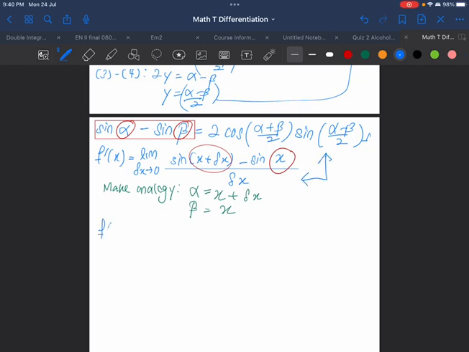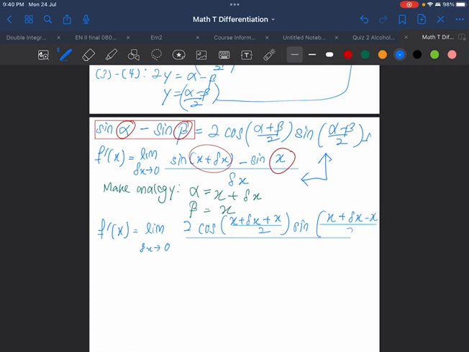So we know that f prime x is equivalent to the limit as delta x approaches 0 of 2 cos((alpha plus beta) over 2), meaning (x plus delta x plus x) over 2, times sin((alpha minus beta) over 2), where alpha is x plus delta x and beta is x, so that is (x plus delta x minus x) over 2, all over delta x.